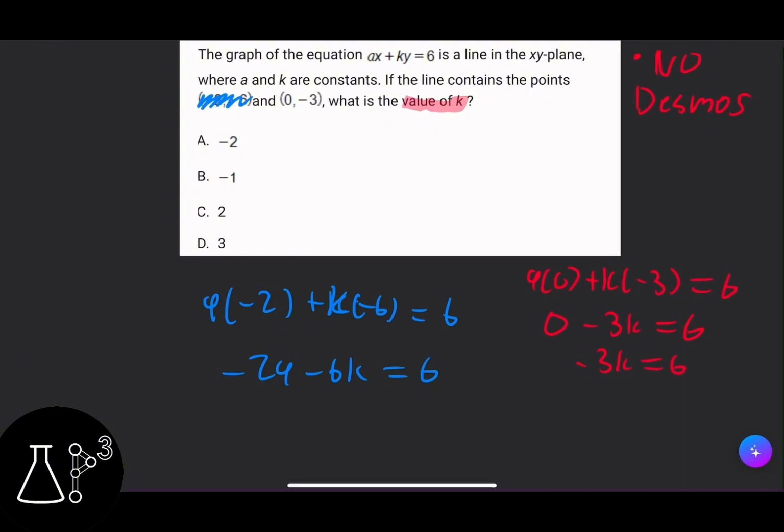And what value can be multiplied by -3 to get 6? -2. So -3 multiplied by -2 equals +6, because two negatives make a positive. So k equals -2. And they're asking us for the value of k in the equation, so the answer is A. This is not a Desmos question. You need to understand how to solve it manually, unfortunately. But it's an easy question if you understand that it gives you the y-intercept, and because there's no a constant, you cannot use (-2, -6).